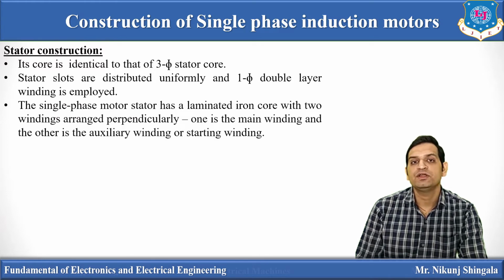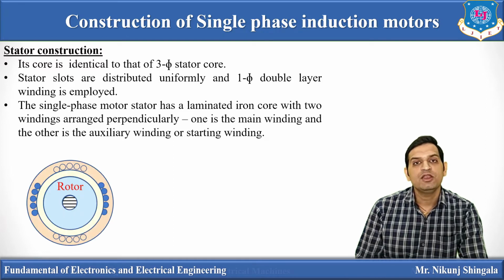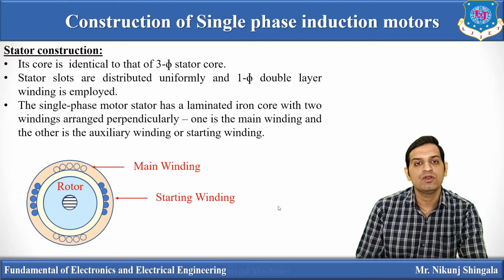The single-phase motor stator has a laminated iron core with two windings. The winding is one, but it is divided into two parts which are arranged perpendicular to each other. One is the main winding, and the other is the auxiliary winding or starting winding. Here you can see the construction, which consists of the main winding and the starting winding, also known as the auxiliary winding. The main winding and starting winding are placed in such a way that they are displaced by 90 electrical degrees. This outside layer is the stator frame, and there is an air gap between rotor and stator.